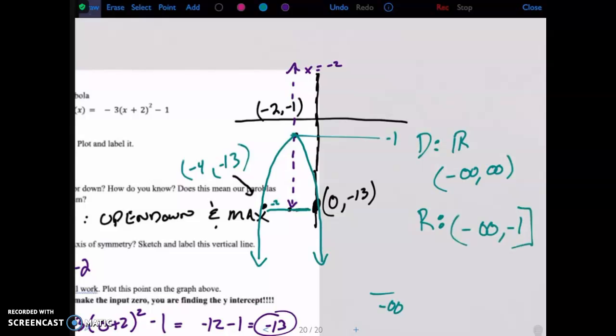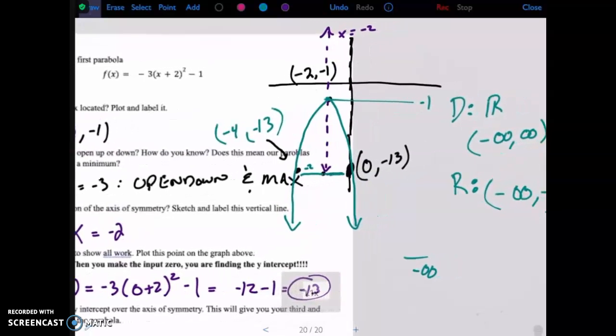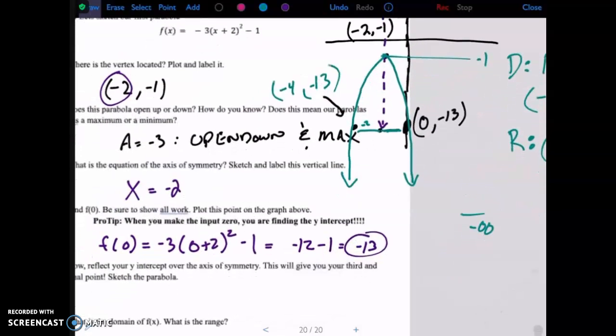So there you go. Axis of symmetry, the vertex, those are the two important things. Plugging in 0 to find my y-intercept, very helpful. And then a little review on domain and range.